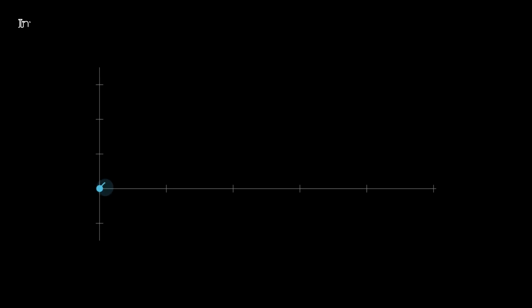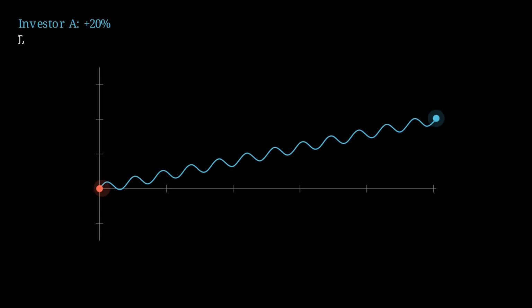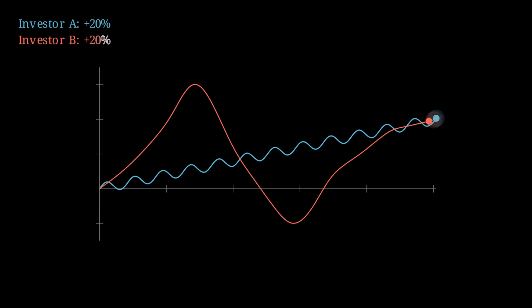Two investors both made 20% last year. The first held a portfolio that drifted steadily upward, a calm, almost boring ride to a good result. The second's portfolio swung 40% up and 30% down before eventually landing at plus 20%. Is that the same outcome? The return is identical. But clearly something important is different.